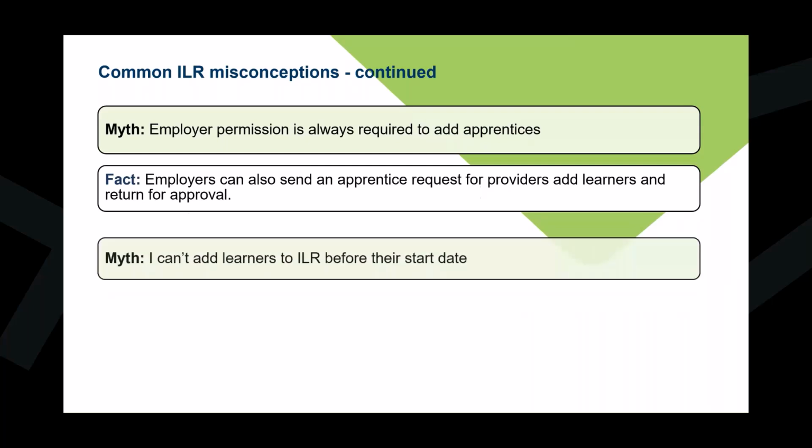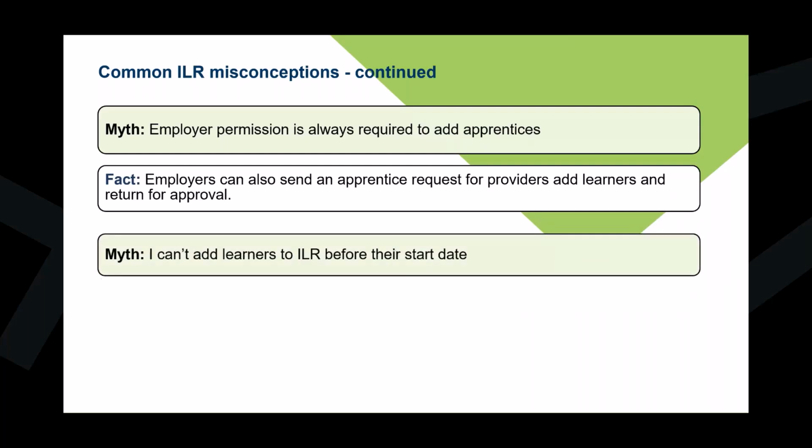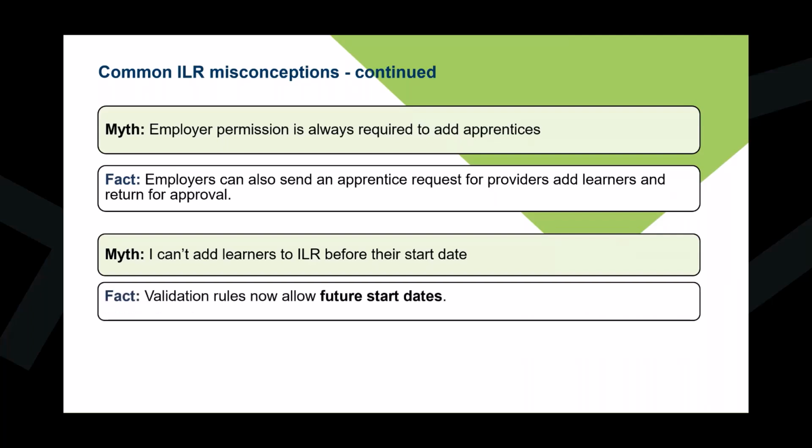And our final myth is that I can't add learners to the ILR before the start date. So whilst this was true, as of September, the Submit Learner Data team have relaxed the validation rule to allow future start dates. However, if it's non-levy funded learners, they will only appear in the list on the select learner from the ILR when the dates fall within the Apprenticeship Service reservations window. So that's one previous month and the current month, 2 months into the future.